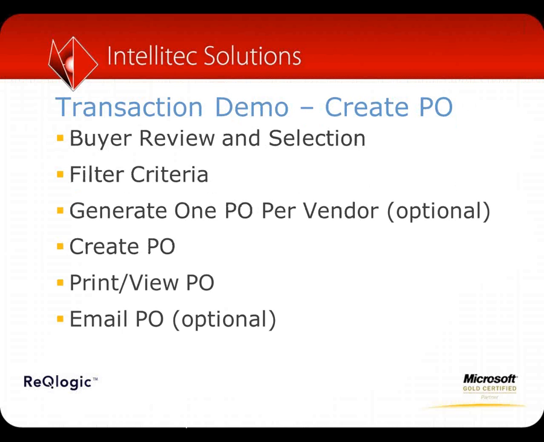The next step would be to create a PO. We would go into the buyer review and selection area, and we're going to filter the criteria so that we can find our requisition to create a PO. There's a feature to generate one PO per vendor. So if we have multiple requisitions that need to go to one vendor, you can choose to generate one PO per vendor.